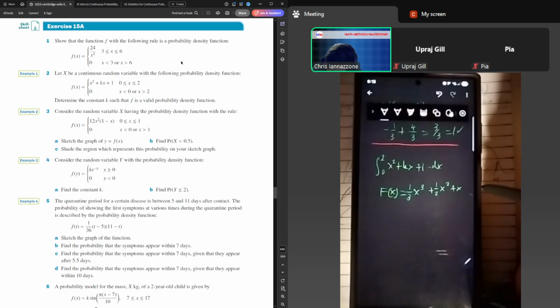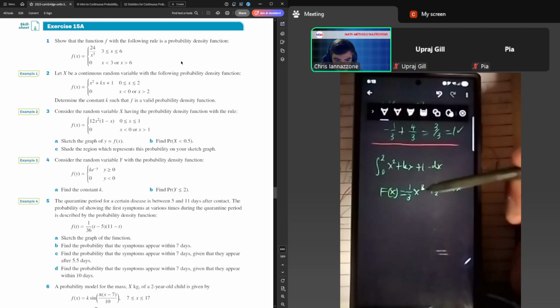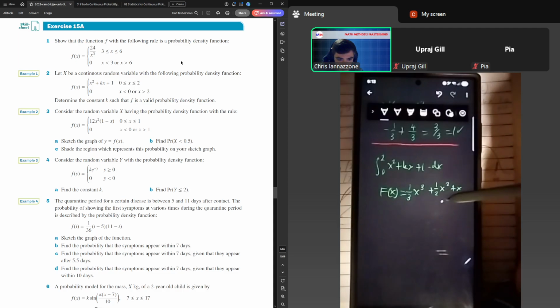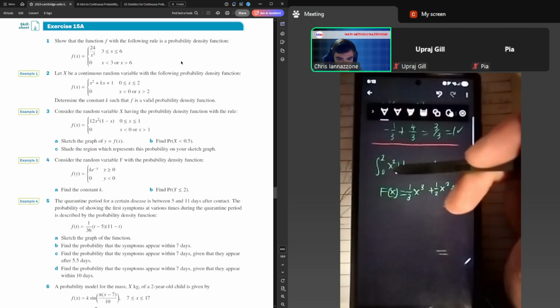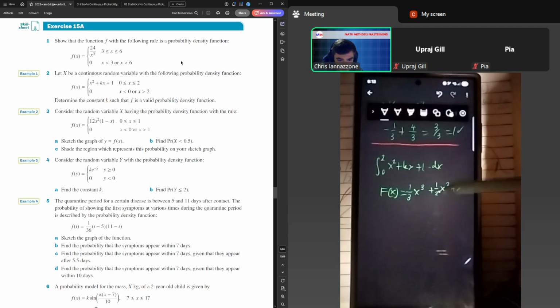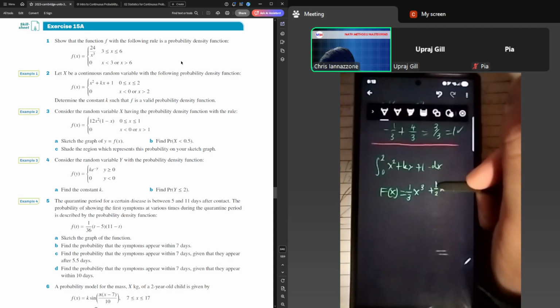The easy way to know whether or not you've done your anti-diff right, or at least double check it, is if you diff this, do you get back to where you started? And diff is where you bring the power down the front, reduce it by 1. So if you imagine putting this 3 back down and reducing it down to 2, you do get back to x squared. You do get back to, oh, sorry, this should say a k.